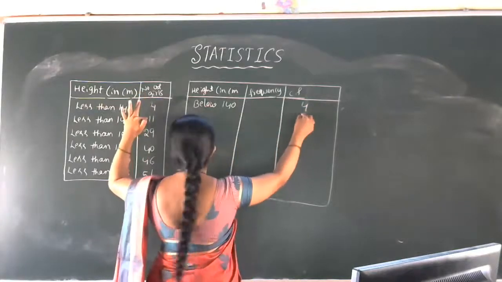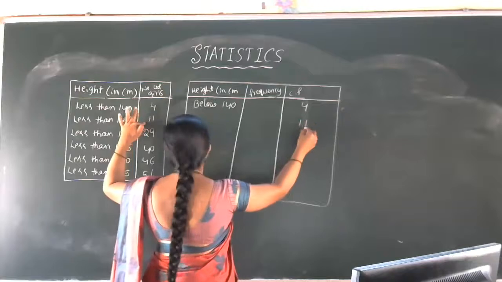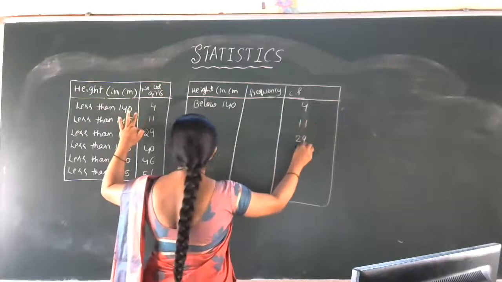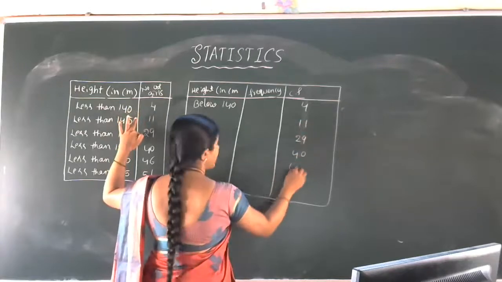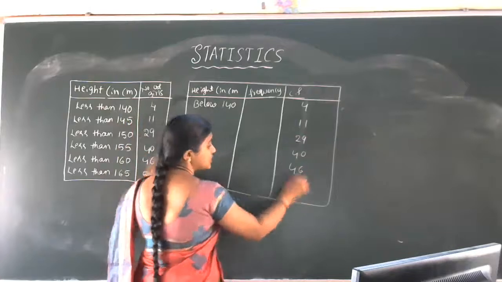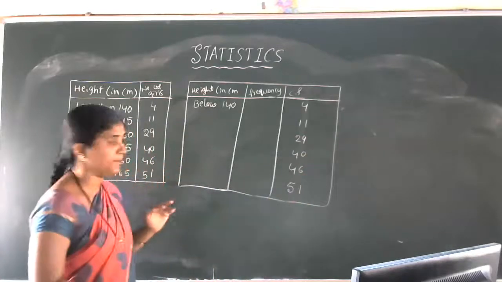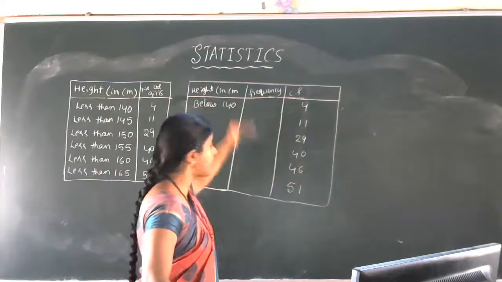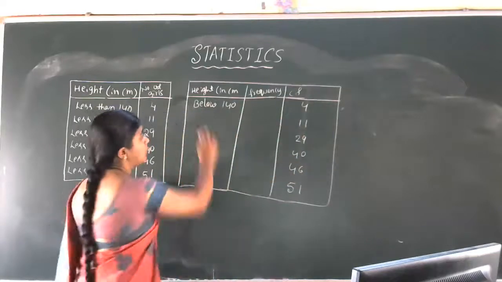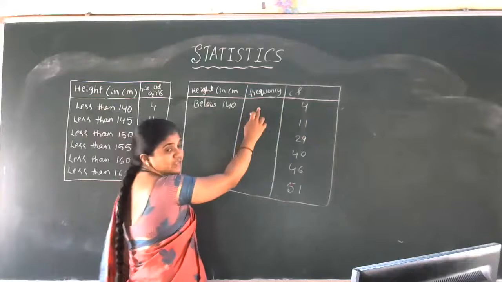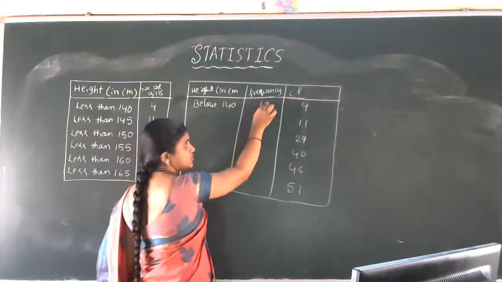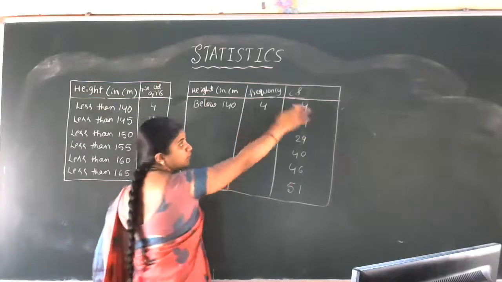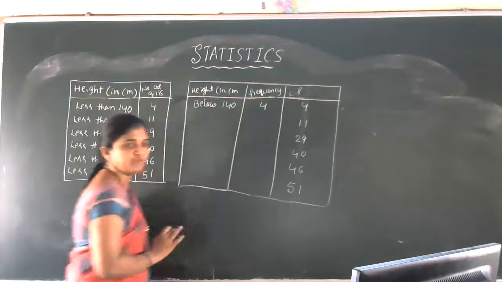Let us write the cumulative frequency column first: 4, 11, 29, 40, 46, 51. Actually, this is the cumulative frequency column. So now we have to use this cumulative frequency to write the frequency column. Below 140, can you guess the frequency? Yes, as usual it is 4 only.